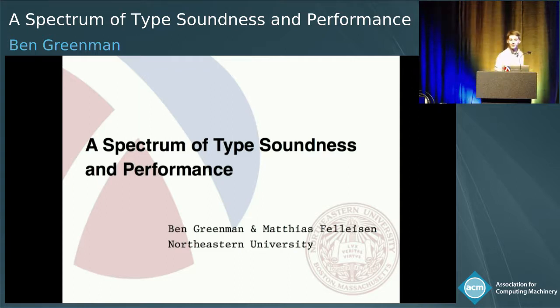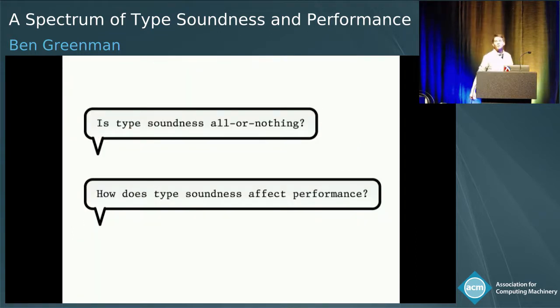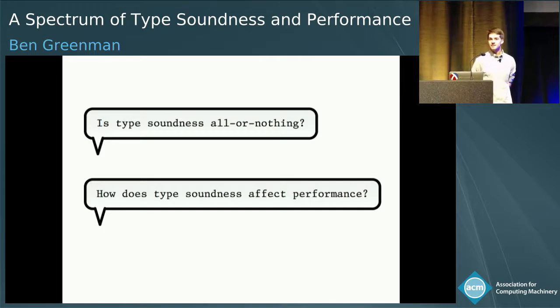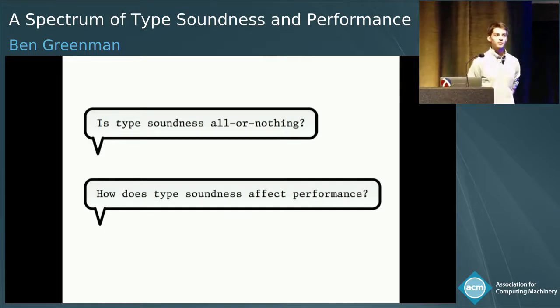I'm Ben, and I'm going to talk about a spectrum of type soundness and performance. To begin, I have two old questions on the slide. One asks if there's any interesting properties that might lie between full type soundness and unsoundness. And the second asks, what's the relationship between type soundness and performance?